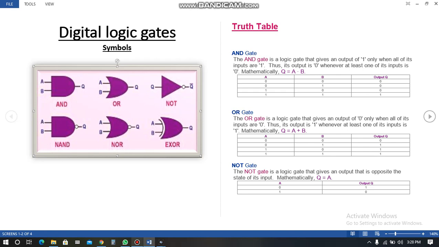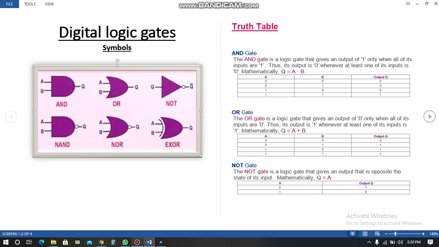Number 1 is the AND gate. Its reciprocal or opposite gate is the NAND gate. Third is the OR gate. Its opposite is the NOR gate, not OR gate. The fourth is the NOT gate. The fifth is the exclusive OR gate, or XOR gate. The opposite of this XOR gate is the exclusive NOT OR gate, or XNOR gate.